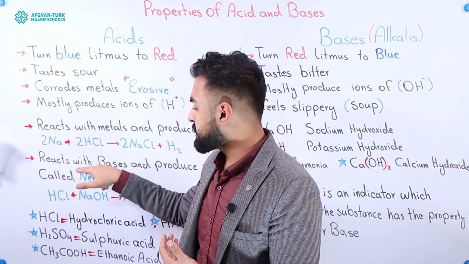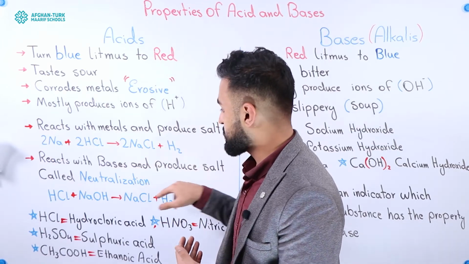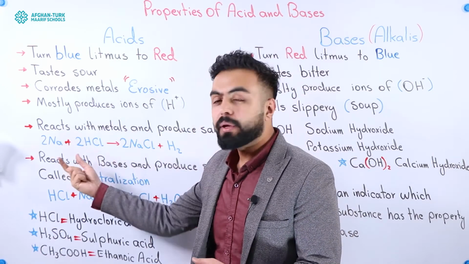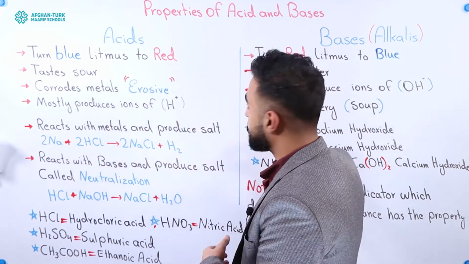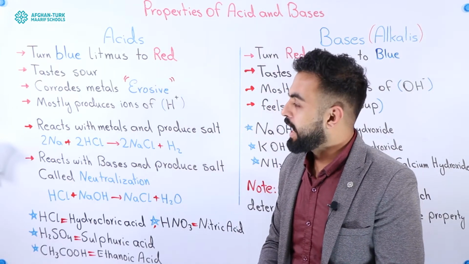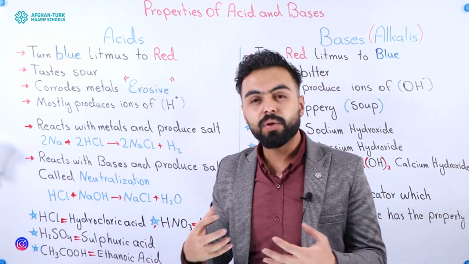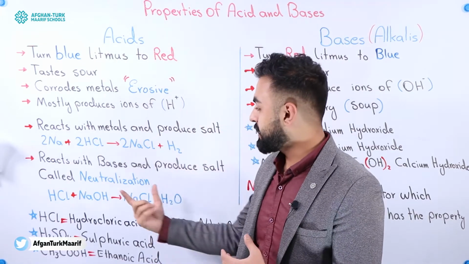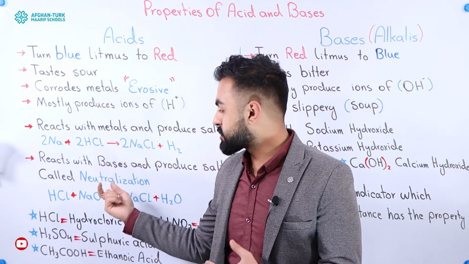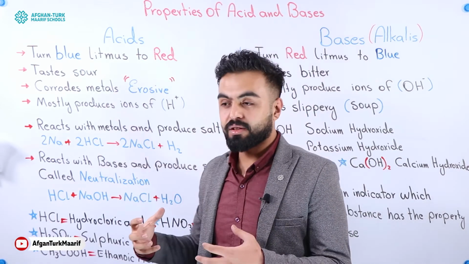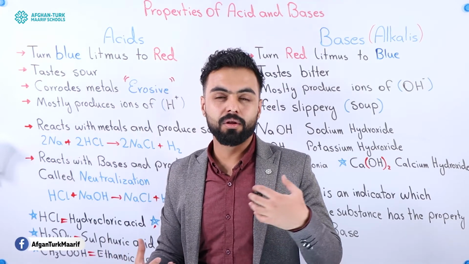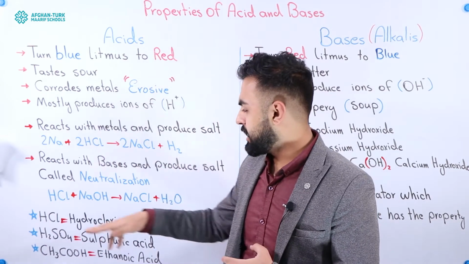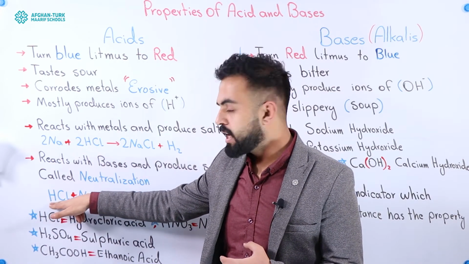Then they react with bases and produce salt, and this reaction is also called neutralization. They react with bases. This is also a property of base. When the base and acid react with each other, they neutralize each other, and that reaction is called neutralization, because one of them has acidic properties, so the other one has the basic properties, so they neutralize each other, and this is what happened, like this.